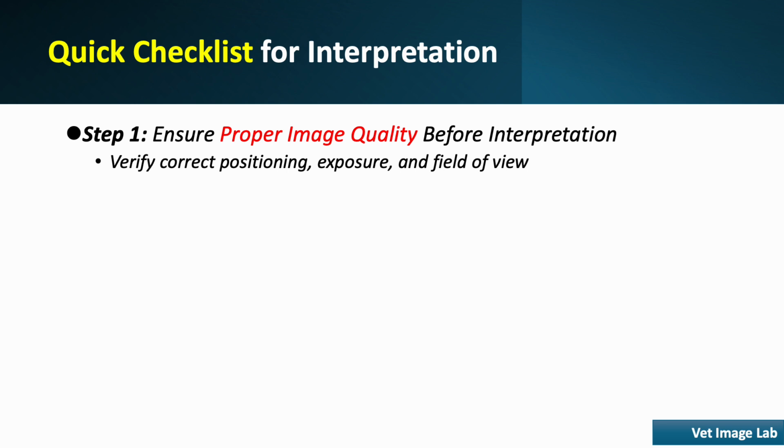Before we wrap up, let's go over a quick checklist to help reinforce the systematic approach we've discussed. When interpreting abdominal radiographs, following these 5 key steps will ensure accuracy and consistency. First, always start by checking image quality. Make sure the positioning, exposure, and field of view are correct, because a poor quality radiograph can lead to misinterpretations.